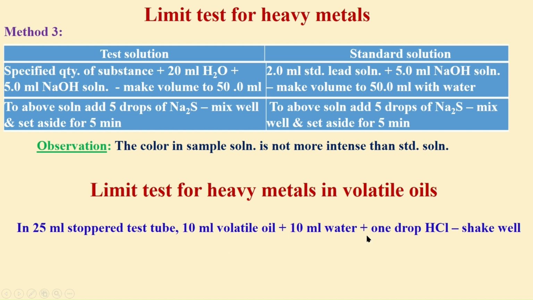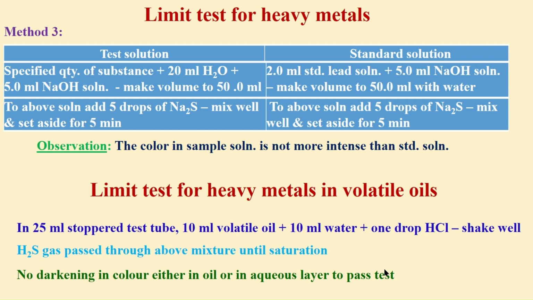to it and 1 drop of HCl, and it is shaken well. Then to this solution, we pass H2S gas directly. In the limit test for heavy metals for other substances, we prepared a saturated solution of hydrogen sulfide, and 10 ml of that saturated solution was added. But here hydrogen sulfide gas is passed into the volatile oil mixture until it is saturated.